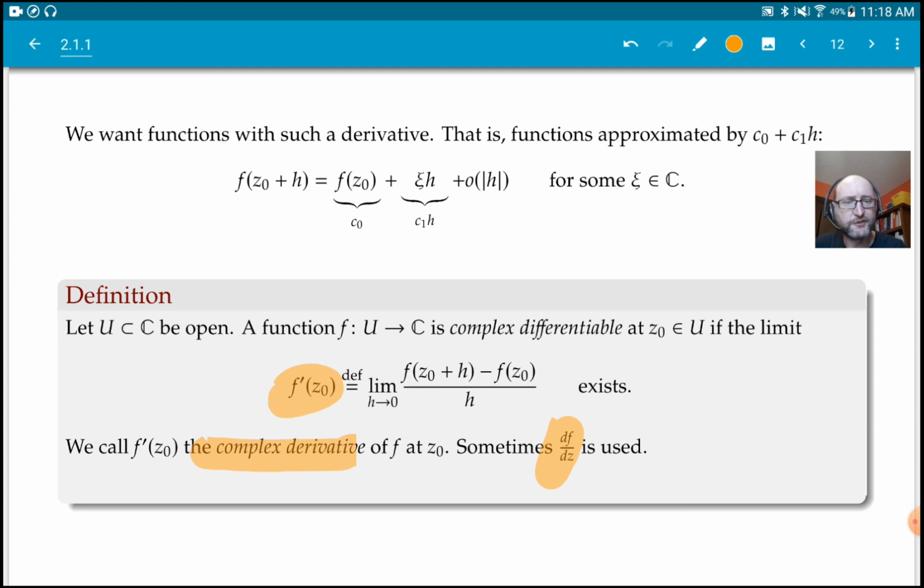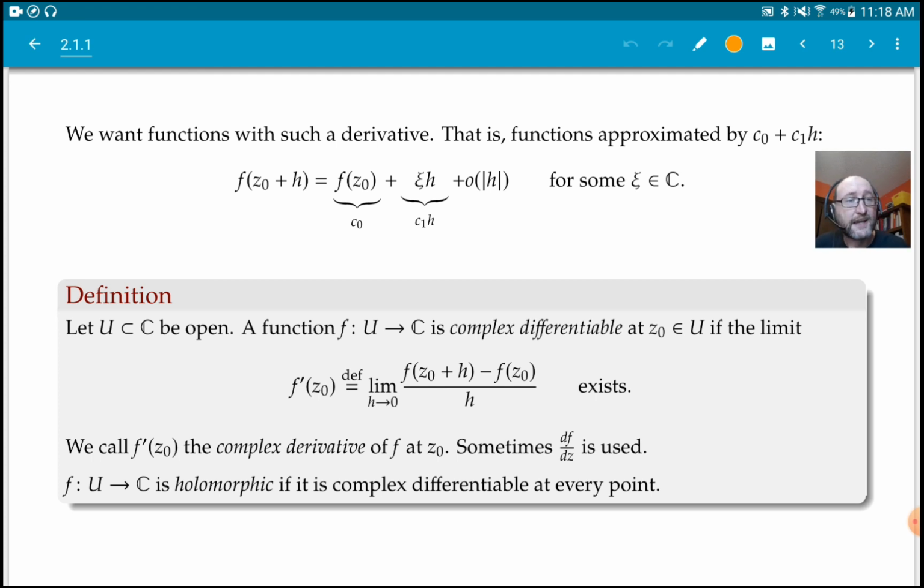And sometimes it's useful to use this sort of Leibniz notation, df dz, for this derivative, and we're going to say f is holomorphic, and it's going to be a word that we keep using over and over, if it's complex differentiable at every point, right? So holomorphic means complex differentiable at every point. Those are the functions that we really want to study, the holomorphic functions. That's basically what this course is about. It's about holomorphic functions.